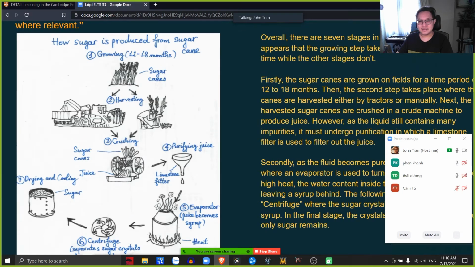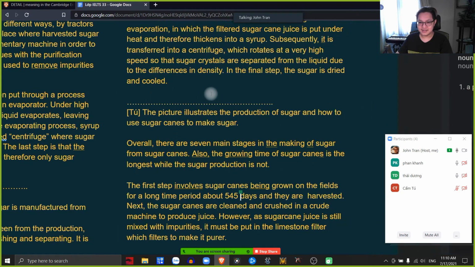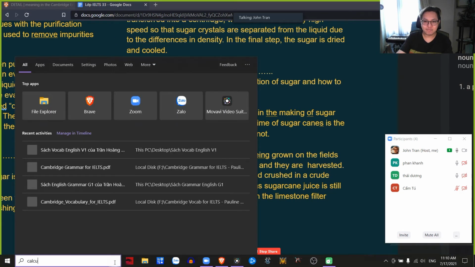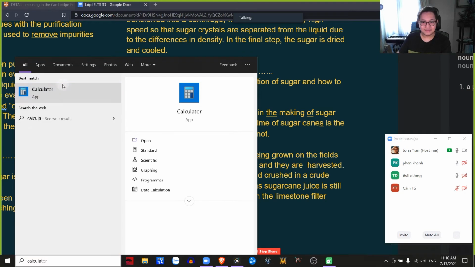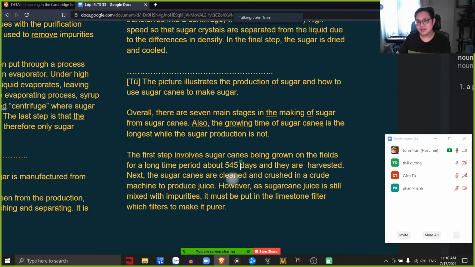So basically 18 months, you convert that to 545 days, isn't it? It's 18 months, every month is 30 days, plus 5 days more. So, right, about 545 days. Well, I think this is okay, but it sounds a bit strange.